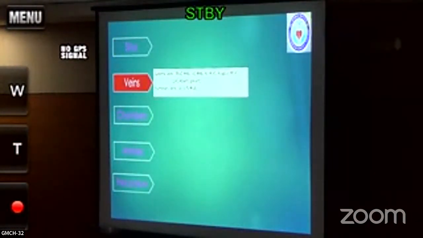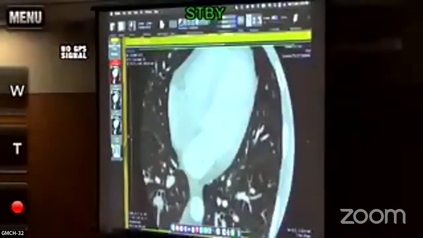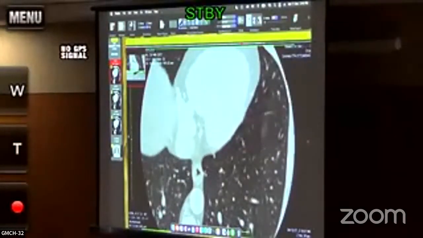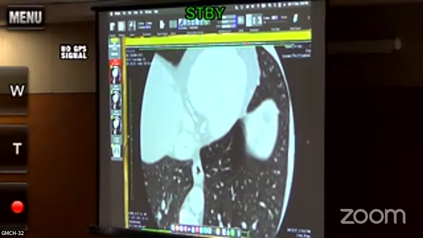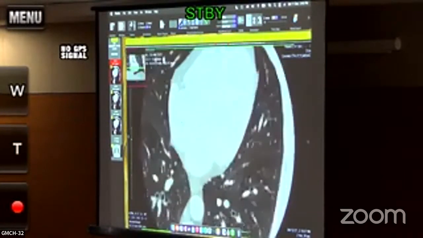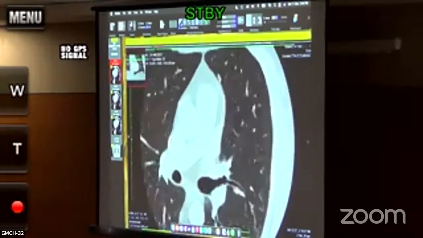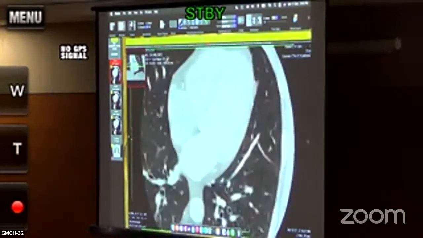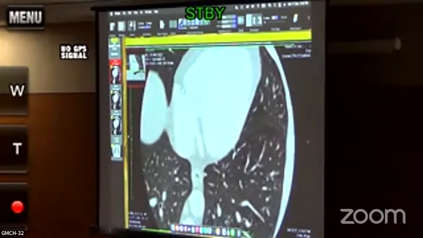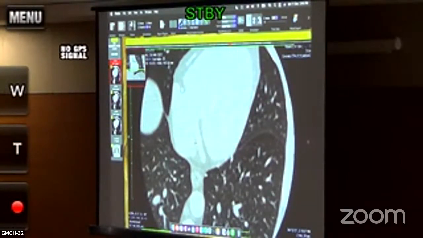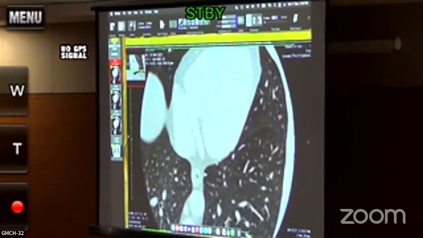The next thing that we're going to look at is the veins draining into the heart, and you can start again with the axial sections. You can see that this is the IVC. The IVC is draining into the right atrium. As you go superiorly, you can see the SVC. The SVC also drains into the right atrium. The third vein that drains into the right atrium is the coronary sinus. This is the largest coronary vein draining the heart, and this one also drains into the right atrium. So three veins drain into the right atrium.